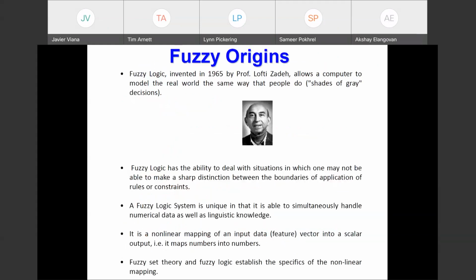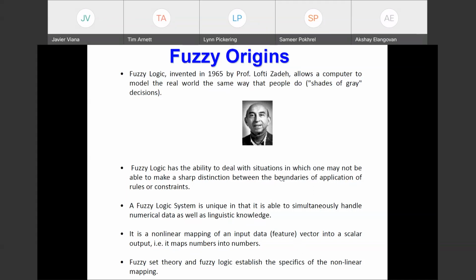Like I just mentioned, Professor Zadeh invented fuzzy logic in 1965, and the idea was that it allows the computer to model the real world the same way that people do, as far as shades of gray and for decision making. When people make decisions, a lot of times they're doing something very similar with their thought processes as what we'll see in fuzzy inference systems, but they're doing it in a quick and dirty and implicit way. But they're definitely not trying to quantify every aspect directly and then calculating some exact value. And because most of the time that's also not useful.